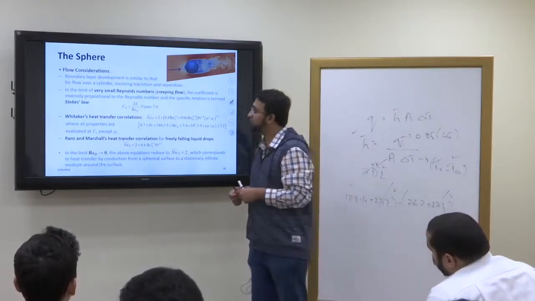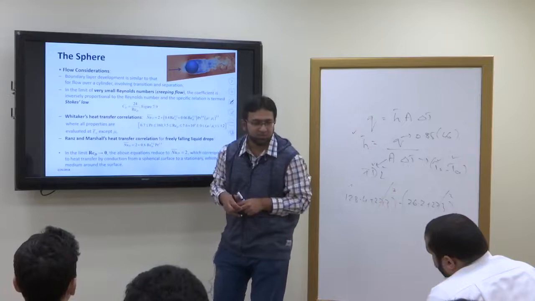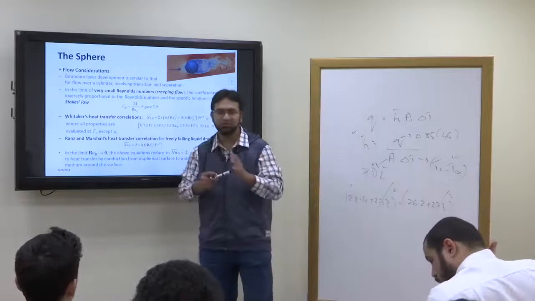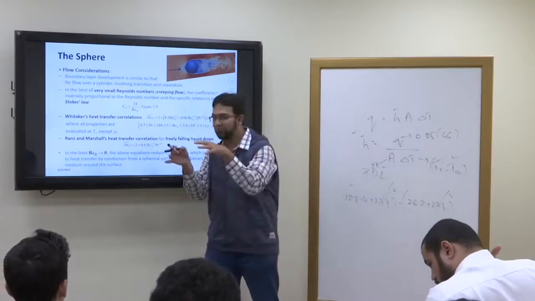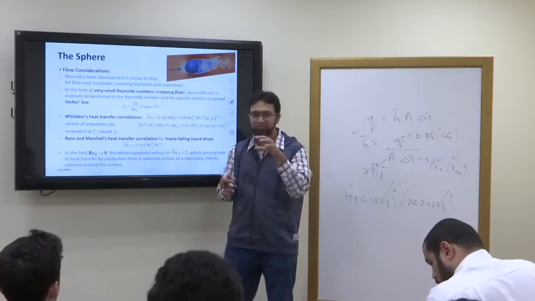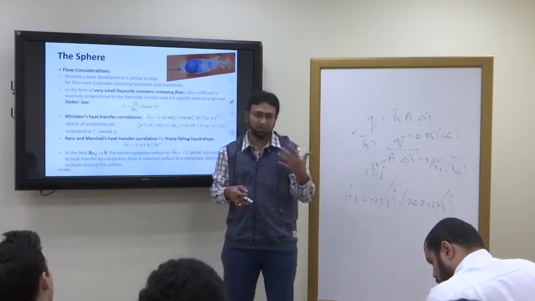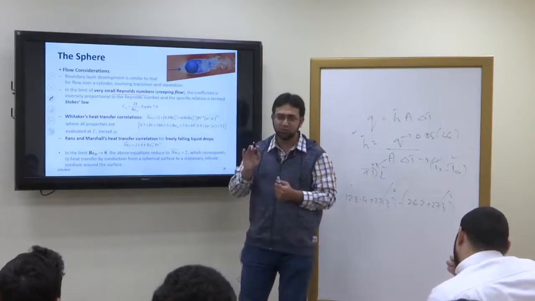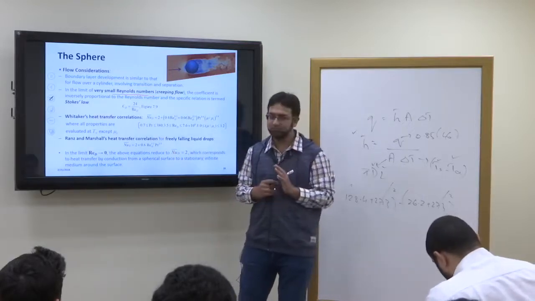Okay, so for a sphere, most of the time we come across conditions where we have creeping flows. Now, what is a creeping flow? This is also something you're going to study in detail in fluid mechanics, but creeping flow is a very slow moving flow. Creep means something moving very slowly. So normally for creeping flows, the Reynolds number is very small, closer to 0, between 0 and 1. Then you consider the flow as creeping flow.